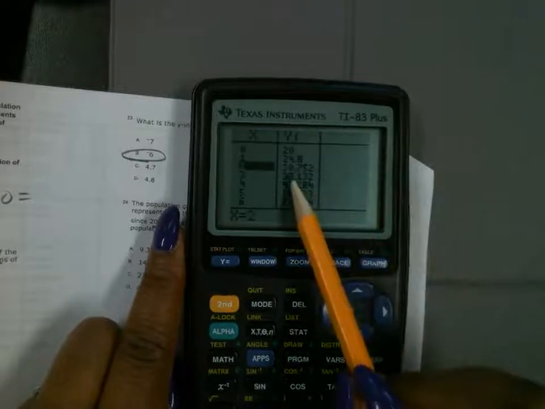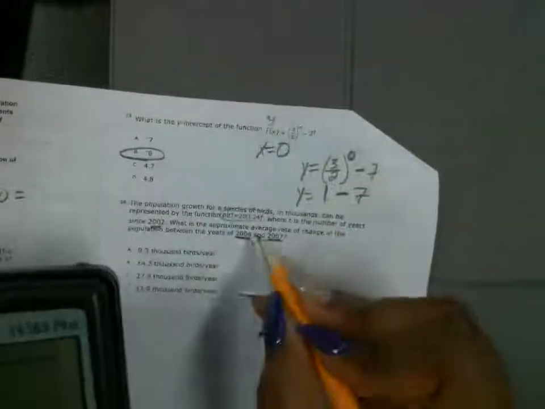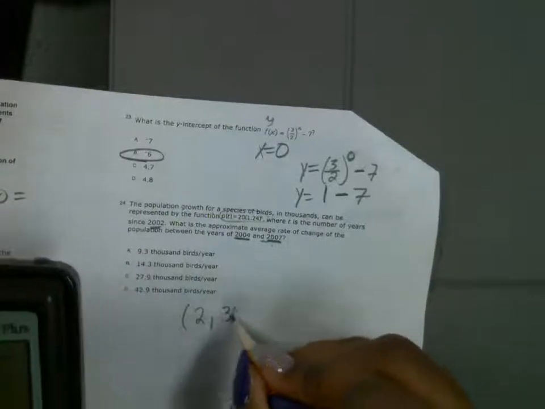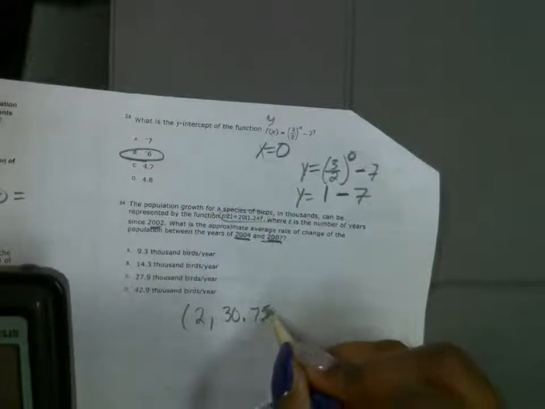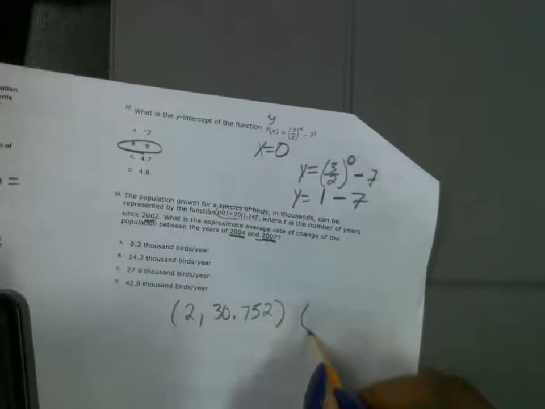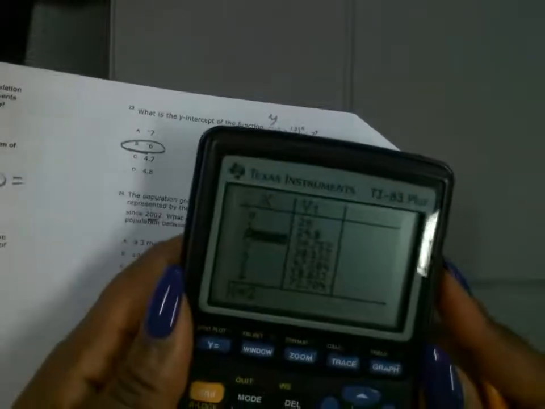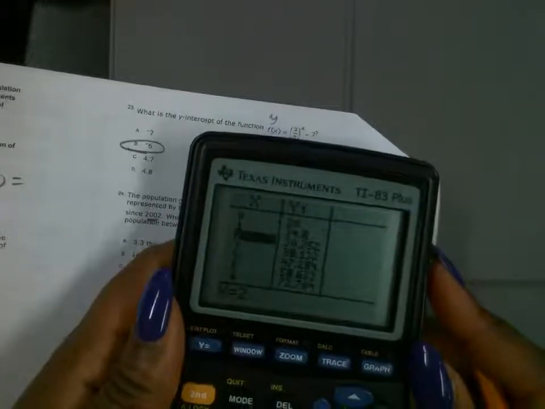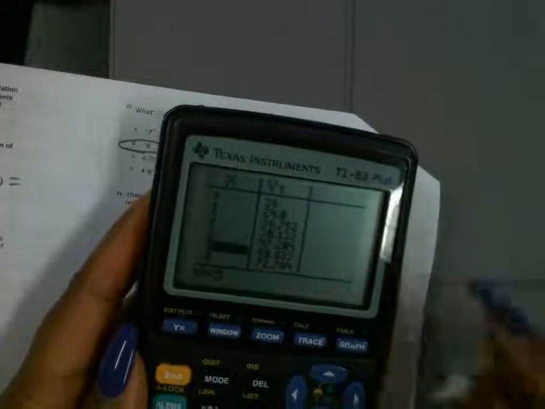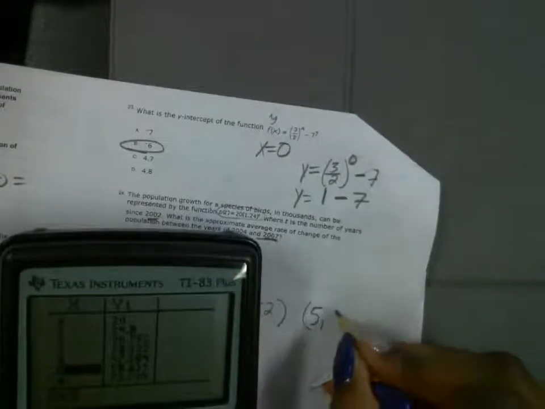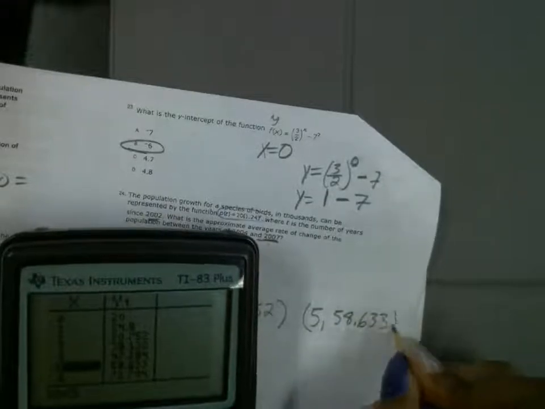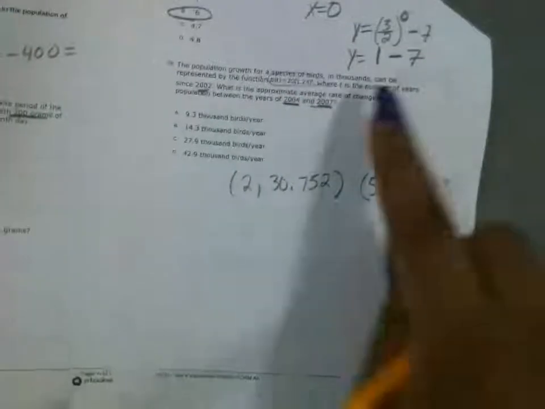Right here. So this is going to be 30. This one's going to be 2. This ordered pair is 2, comma, 30.752. And then what's 2007? 5. So this is going to be 5, comma, 58.633. Okay, so now I have both of those ordered pairs.